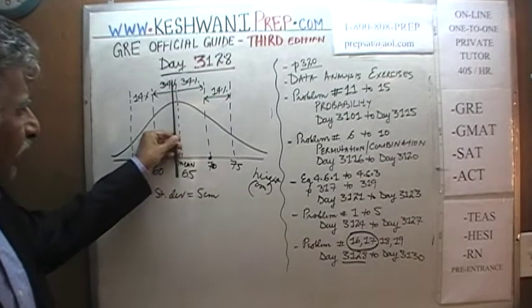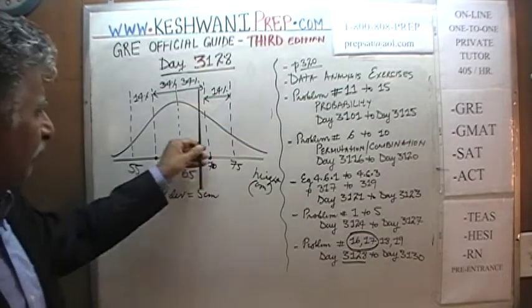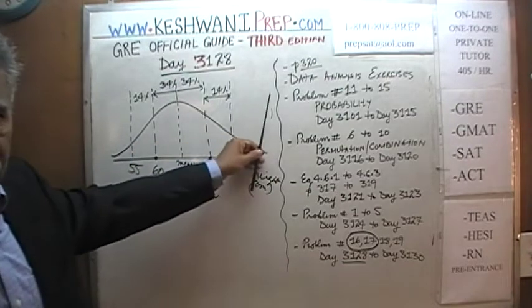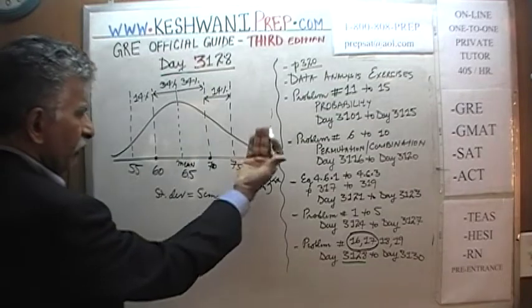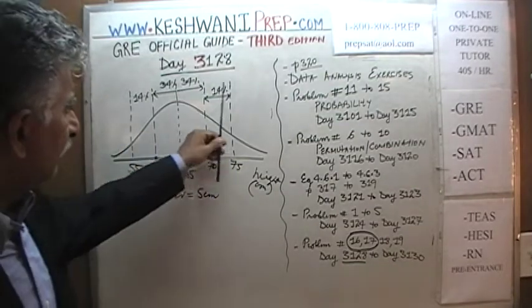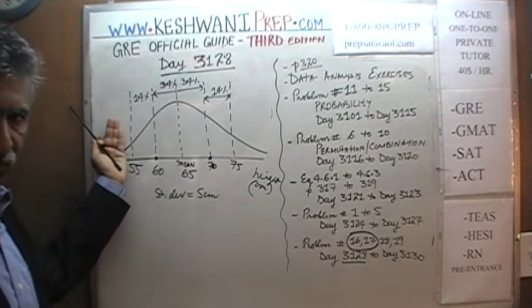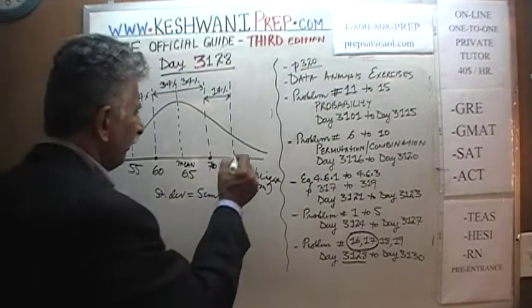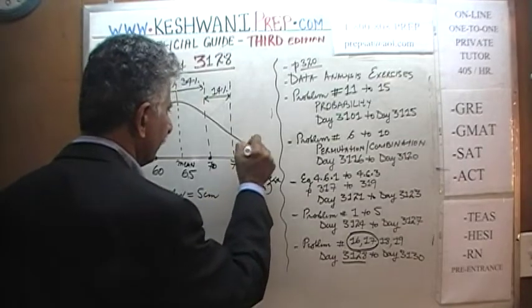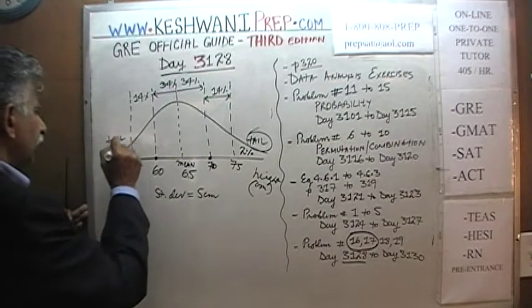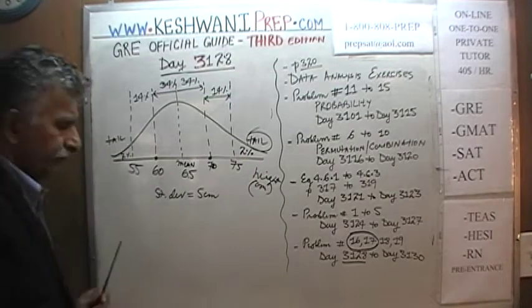And since this is symmetric, half the population is to the right, half the population is to the left. If half the population is to the right, it must be 50%. 50% of the observations are to the right of the mean, 50% of the observations are to the left of the mean, because it's symmetric. Whatever you see here is the mirror image of what you're going to see on the other side. So 34 plus 14 is 48, which means the tail must contain 2%. This is typically known simply as the tail. The two tails capture 2%.